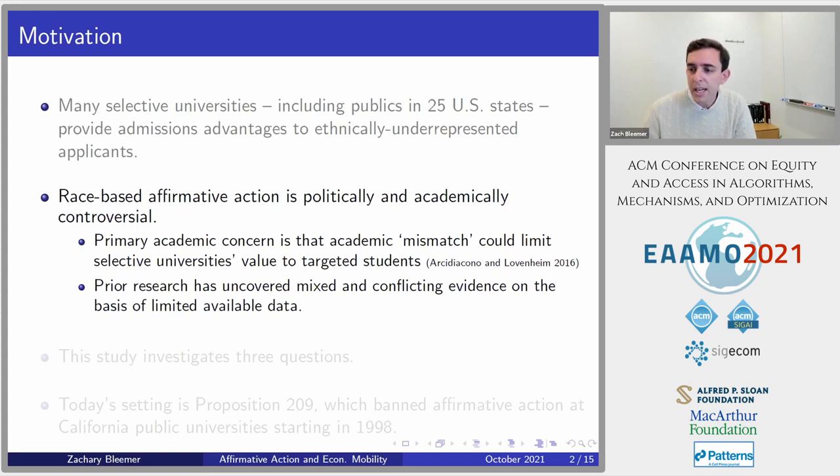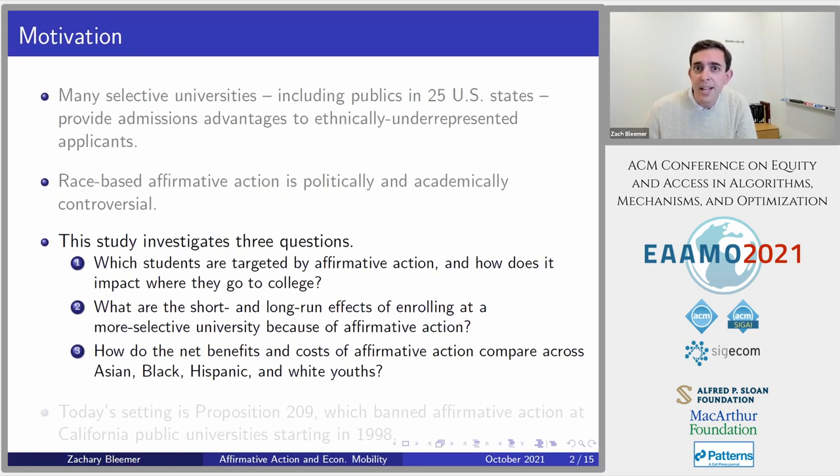It's worth emphasizing that race-based affirmative action is politically and academically controversial. On the academic side, there's a concern that affirmative action could lead to academic mismatch that would limit the return to selective university enrollment for the perhaps underprepared students targeted by it. This is a big paper that tries to answer every question you might have about how affirmative action works and what happens to students as a result of it.